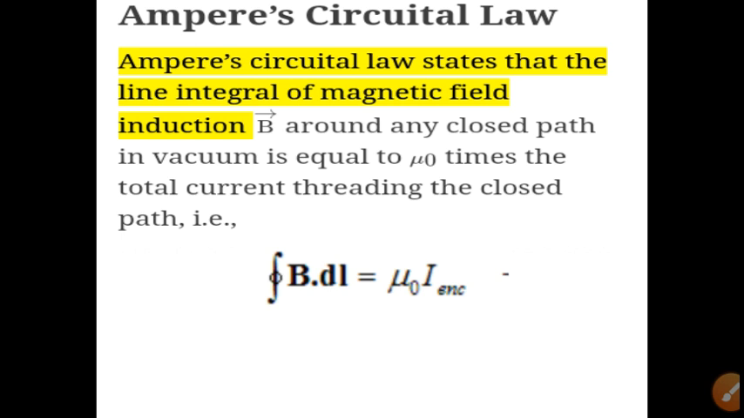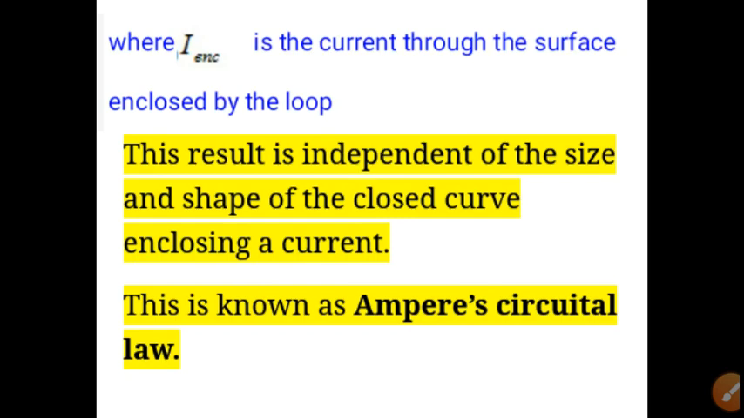Ampere's circuital law states that the line integral of magnetic field induction vector B around any closed path in vacuum is equal to mu0 times the total current threading the closed path. That is, closed integral B dot dl is equal to mu0 I enclosed. Here B and dl are shown in bold letters because they are vectors, where I enclosed is the current through the surface enclosed by the loop. This result is independent of the size and shape of the closed curve enclosing a current. This is known as Ampere's circuital law.